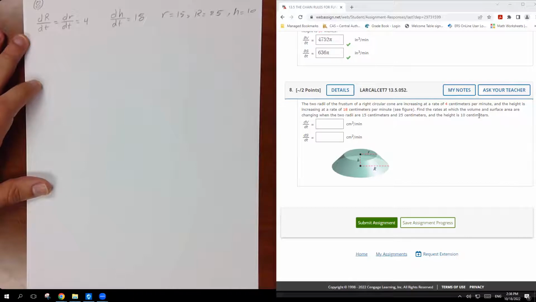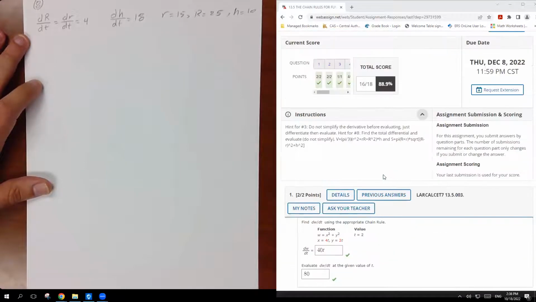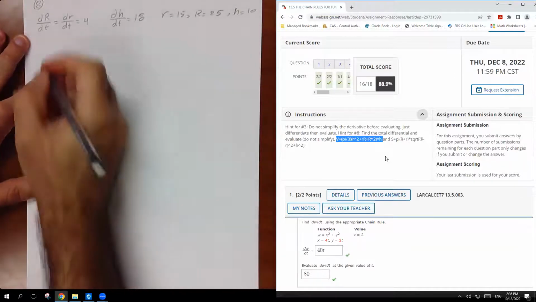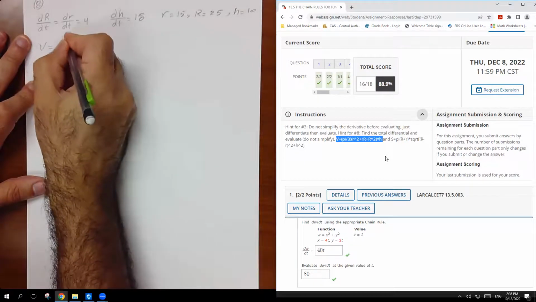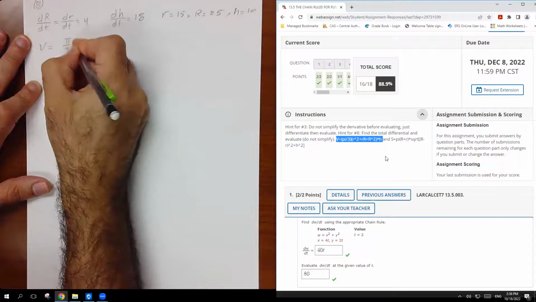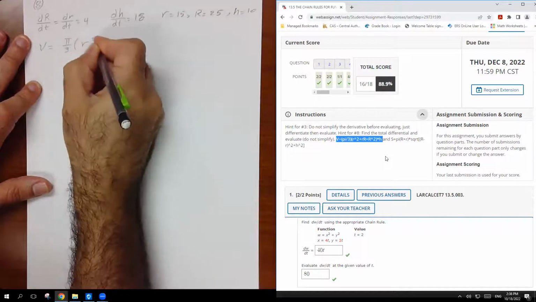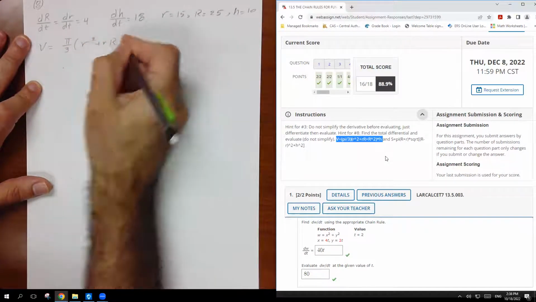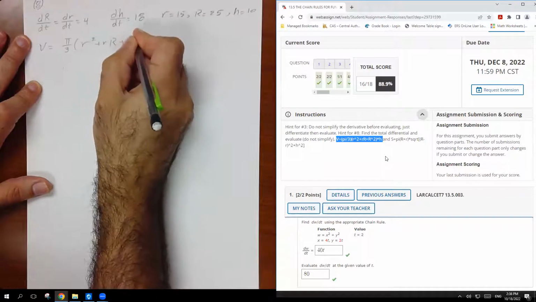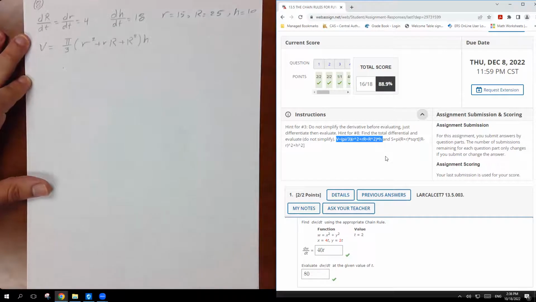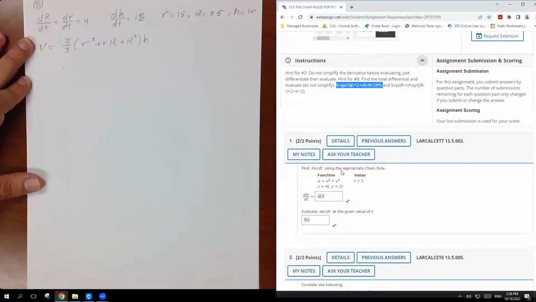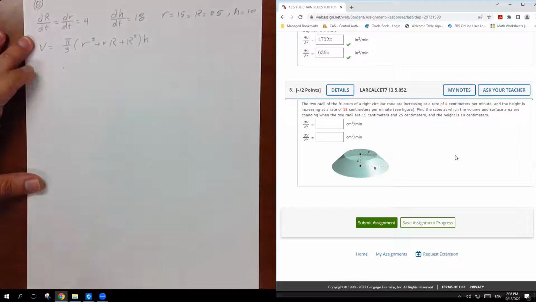So now, first of all, we're going to work with the volume. If you go back to the notes, the hint they give you is how to find the volume, which is pi over 3 times r small squared plus r small times r capital plus r capital squared, times h. So that's how we're going to find the volume. We need to find the change in the volume, so we're going to find the derivative.